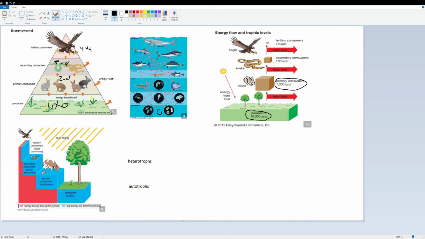Now you go up one more trophic level. The snake eats the rabbit. He's only consuming 100 kilocalories of energy, 10% of what the 1,000 was. Now the eagle eats the snake. The eagle now is a tertiary consumer, and he only gets 10 kilocalories. So at each level, you only have 10% of the energy available, is what's happening.